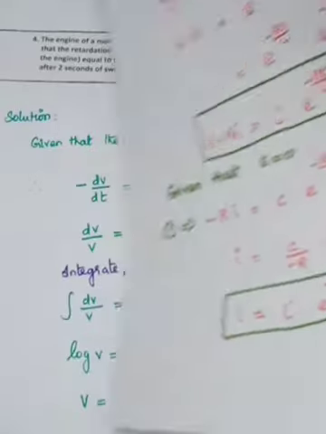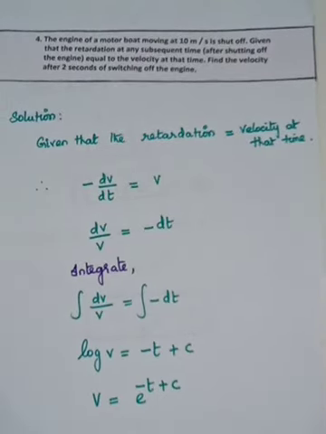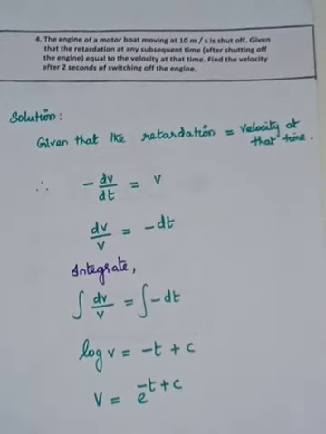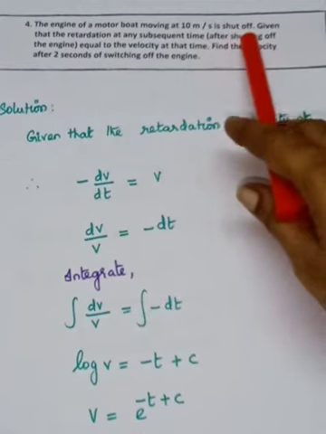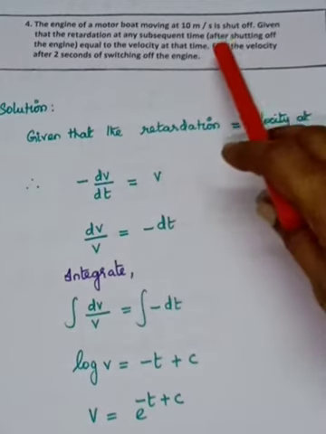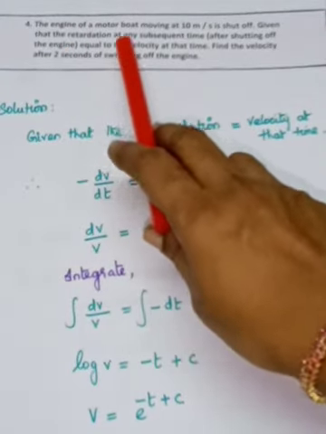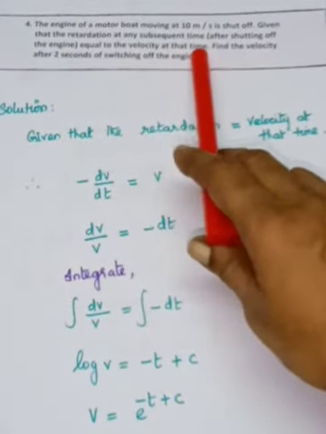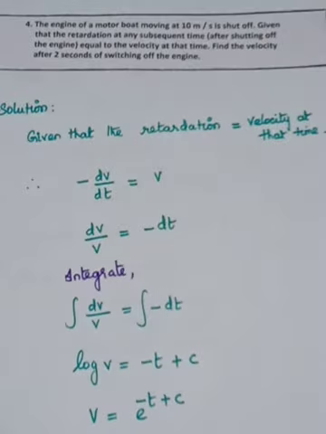Okay, so we'll go to problem number 4. See now, the engine of a motor boat moving at 10 meter per second is shut off. Given that the retardation at any subsequent time, in the bracket it is given, after shutting off the engine, is equal to the velocity at that time. Find the velocity after 2 seconds of switching off the engine.